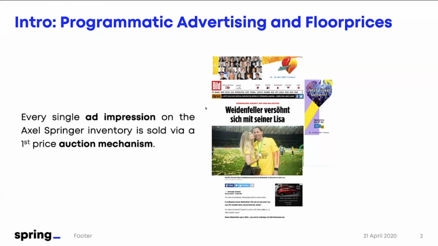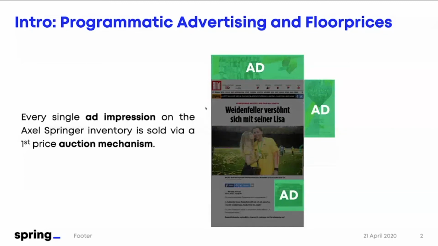Here you can see a web page with 3 different ads. And the green rectangular spaces that you can see, where the ad usually runs, are called placements. So we'll refer to these names during the presentation.